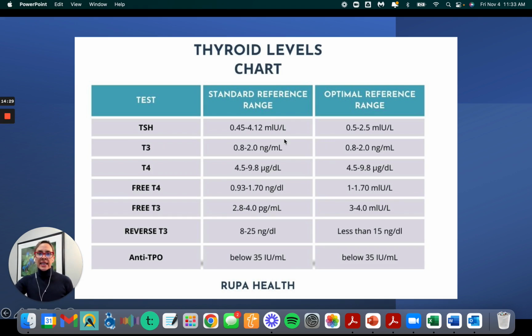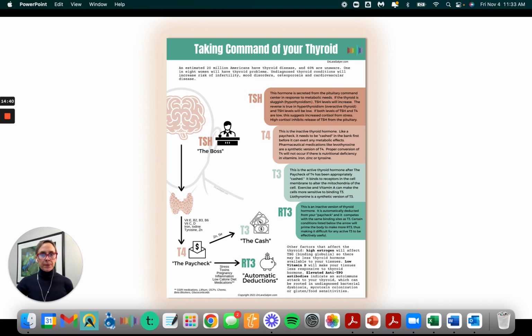So these are the standard reference ranges that you see on a standard conventional lab. These are the optimal ranges that I look through for a functional look into thyroid health. This is a great infographic. It talks about taking command of your thyroid. And I just love this, it's Dr. Lara Salyer's work to really simplify this.